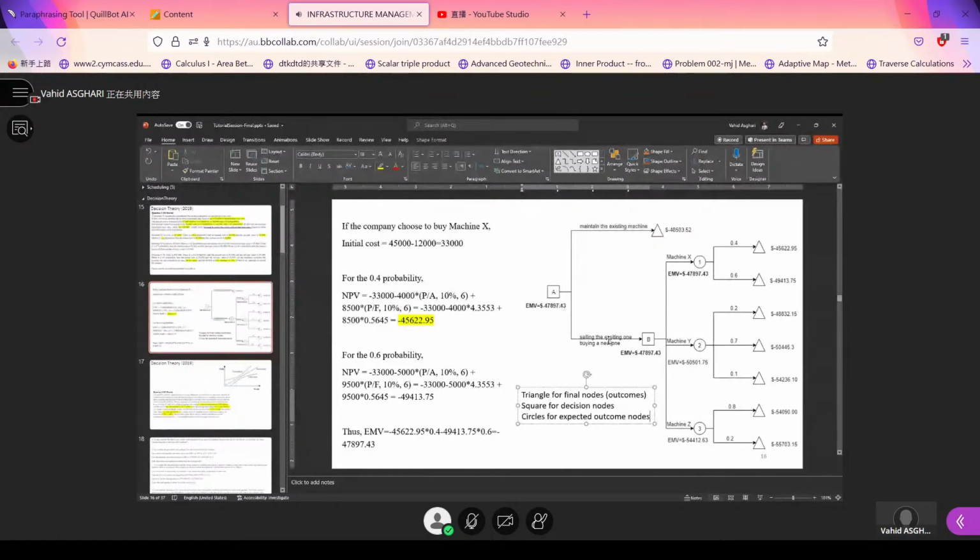If we sell it, we have the option of choosing machine X, Y, or Z. But once we buy machine X, we don't have any other option. We have only the expected outcome. Is it clear? Paul by Wong.